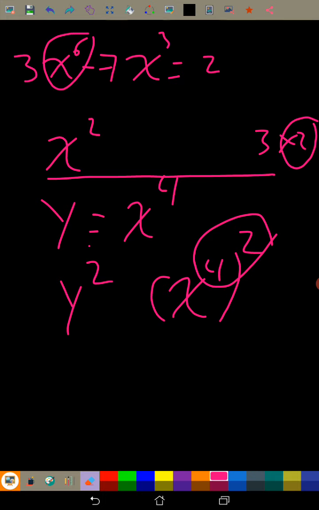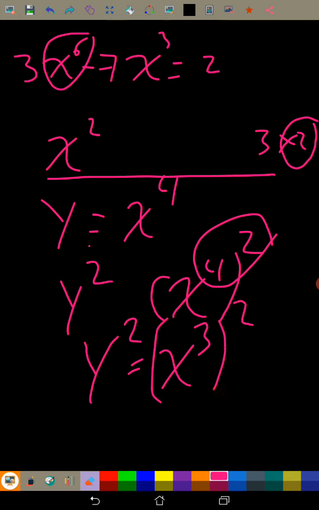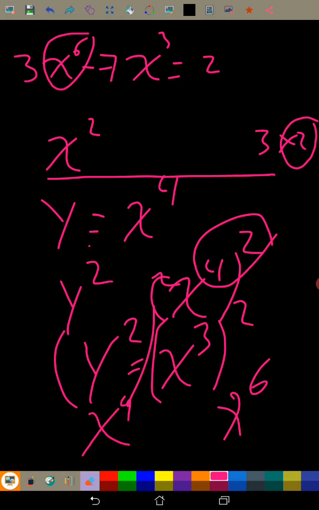So 2 is good. We can have y to the power of 2 equal to x to the power of 3. So if you want this to be x to the power of 6, then you will put this here, x^4, y^4.